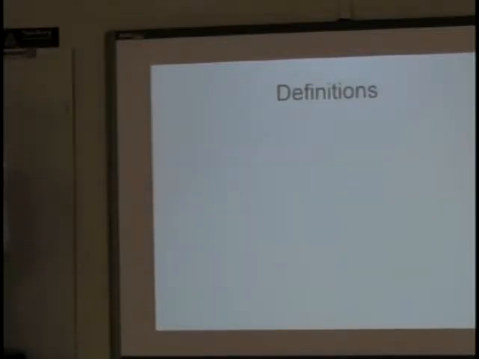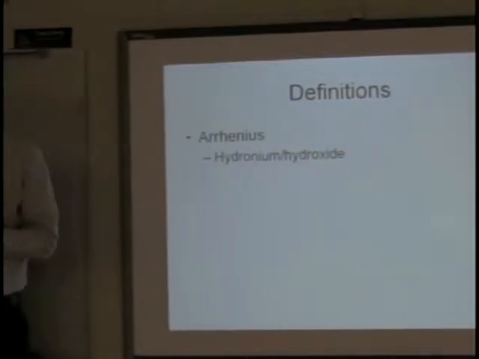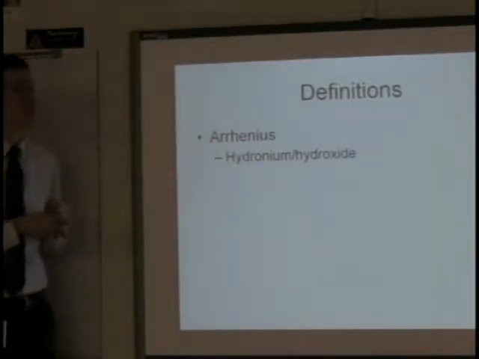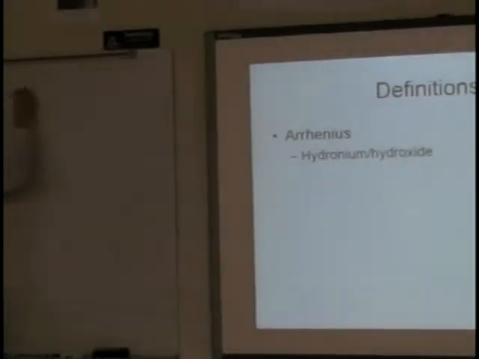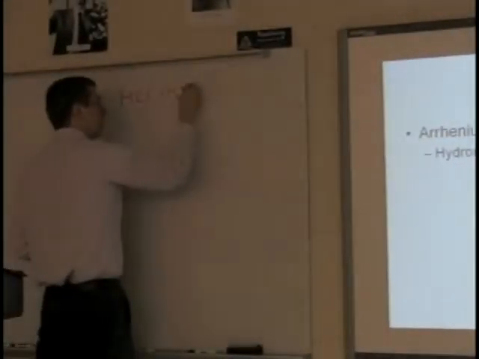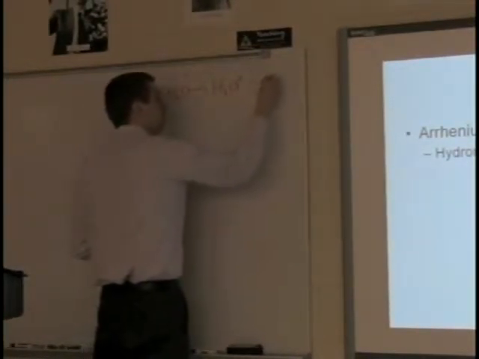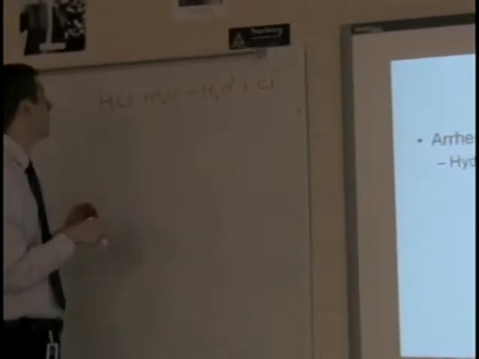There's several different definitions of what makes something an acid or a base. We're going to start off with the Arrhenius definition. The Arrhenius definition says an acid is anything that makes hydronium. A base is anything that makes hydroxide. An example, hydrochloric acid, HCl, when you put it in water, will make H3O+ and Cl-. Here's your hydronium. It made hydronium, therefore HCl must be an acid.